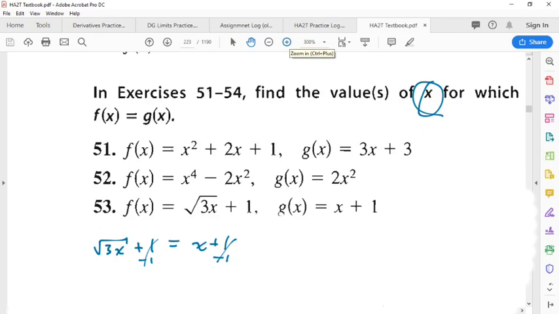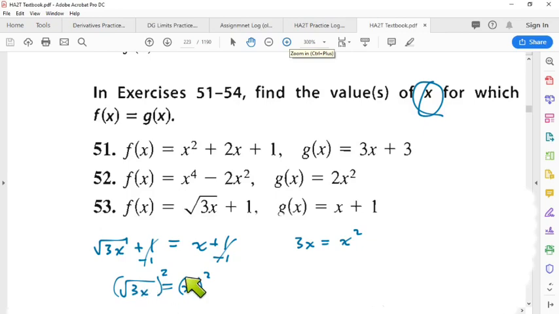This is weird. How would we get rid of that square root? If it just says the square root of 3x equals x, I don't need that square root messing up my jam here. So how do I get rid of it? The inverse of a square root is squaring. So I'm going to square both sides, and then I get 3x equals x squared.